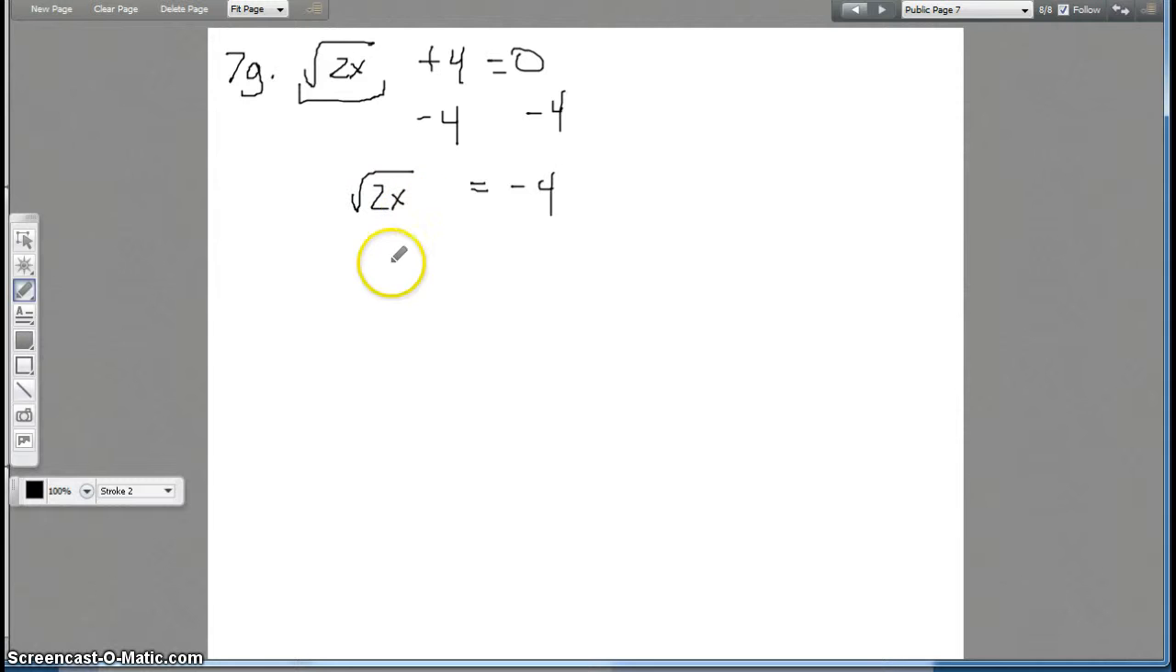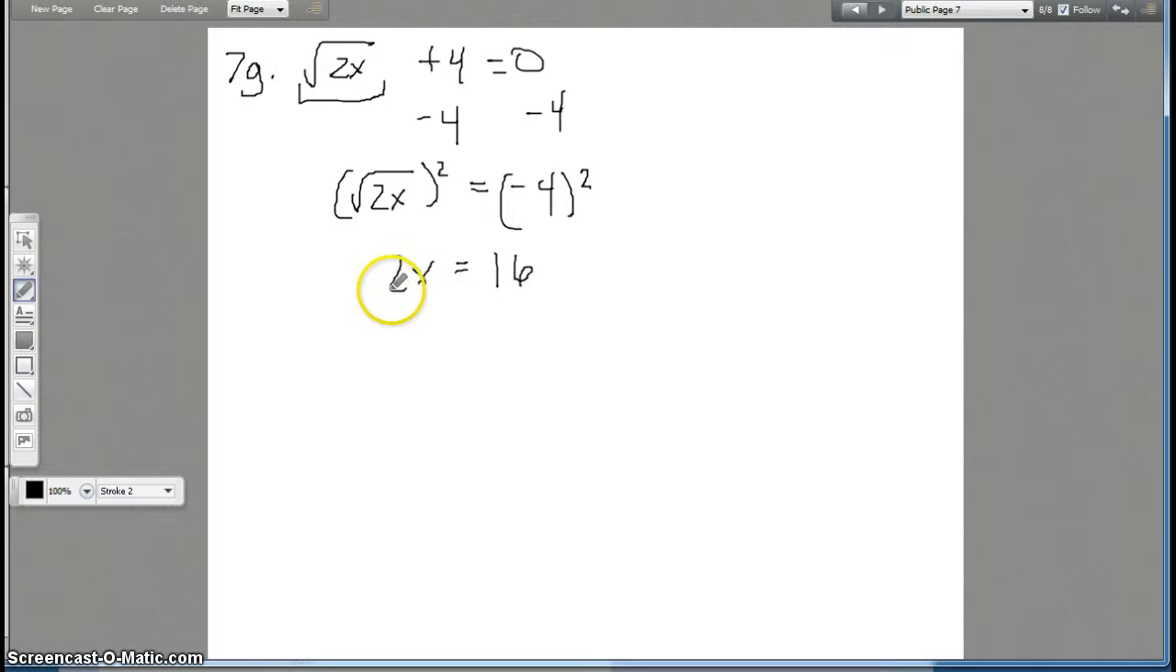Now we need to get the x out of the square root. The way to do that is to square it. When we square the left side of our equation, we have to square the right side of our equation. Be careful, because you have to square the entire thing, not just the number 4, but also the negative in front of it. So when we square a square root over here on the left, we get the number that's inside of the square root. The square of the square root of 2x is going to be 2x. The square of negative 4 is going to be 16.